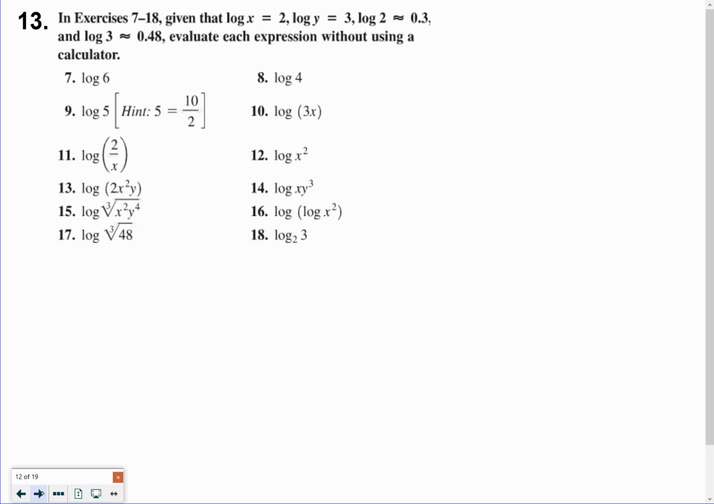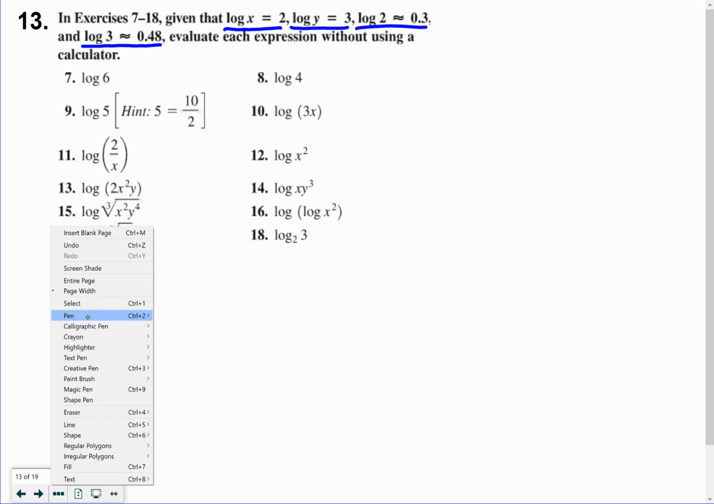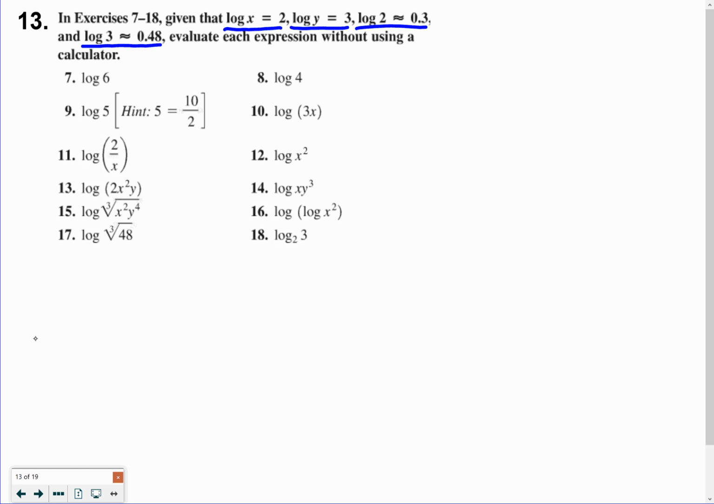Okay. The third one you're going to see tomorrow is where you're given a bunch of information. Like here we're given log of x is 2, log of y is 3, log of 2 is about 0.3, and log of 3 is about 0.48. We want to use that information to evaluate a log. So go ahead and pick one of them that's here. Any number will do. Number 15. Okay, so I have log of the cube root of x squared y to the 4th.